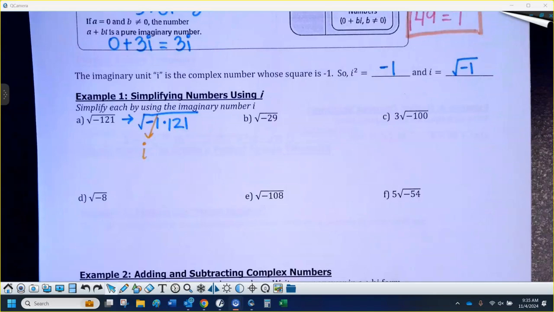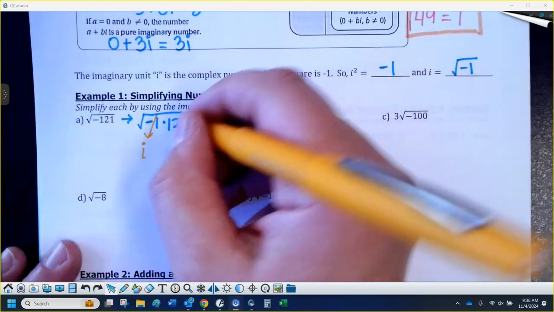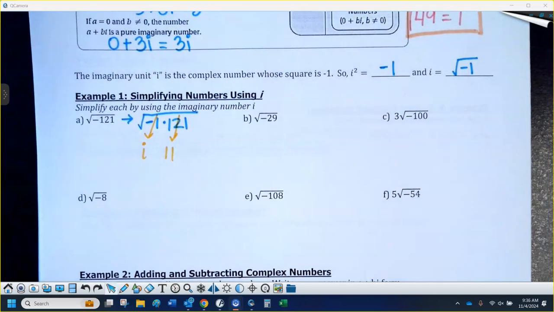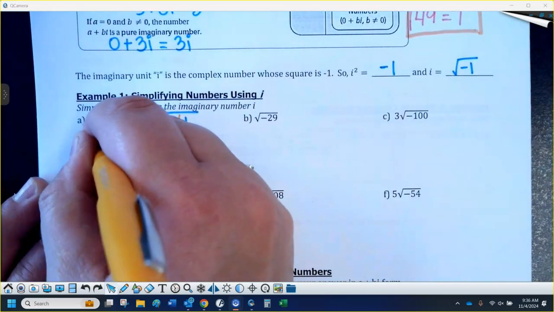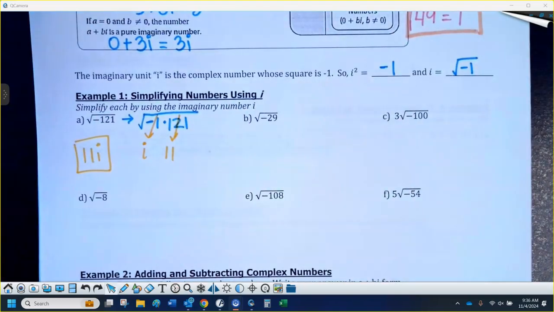Does anybody know 121 is a perfect square? Do you guys know the square root of 121? 11. All right, the way you would write this then, this is actually what I would call a perfect square in imaginary land. This would just be 11i as your answer.